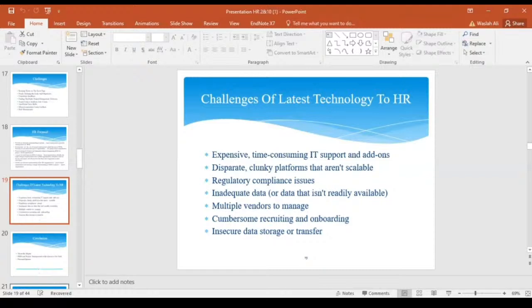Regulatory compliance issues. There are some regulatory compliance issues. Inadequate data. Inadequate data means the data which is not available. Multiple vendors to manage.